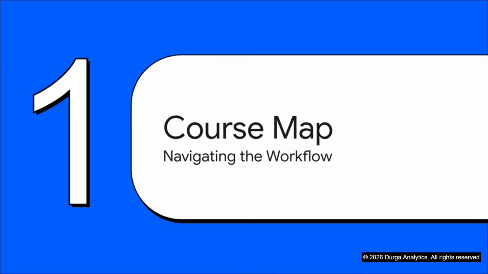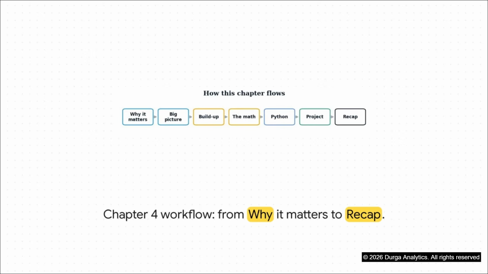Okay, Section 1, the foundational course map, navigating the chapter workflow. Our learning path today essentially operates like a conceptual deployment pipeline. We're moving sequentially. We start with a raw business problem on a real trading desk, push through the core math and data types, move into the architectural logic for our later Python projects, and finally, we hit the recap.